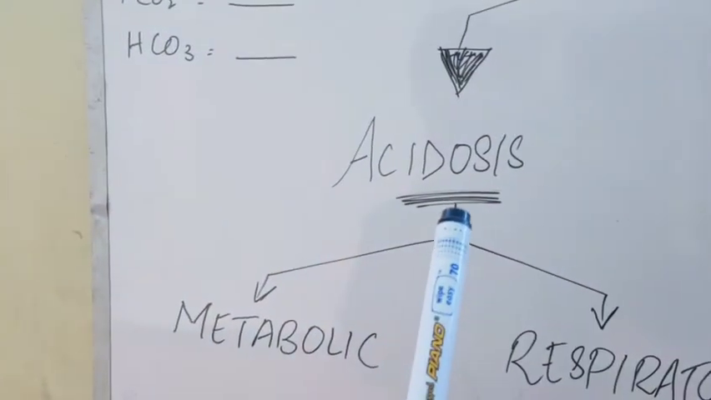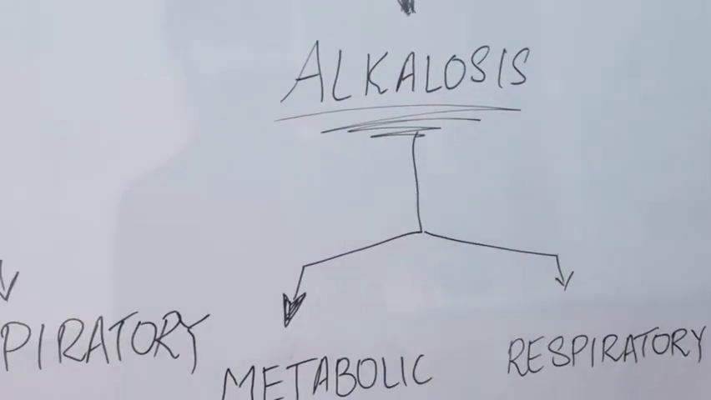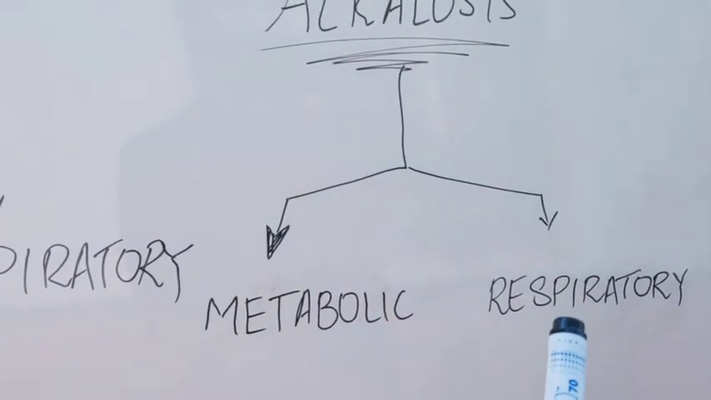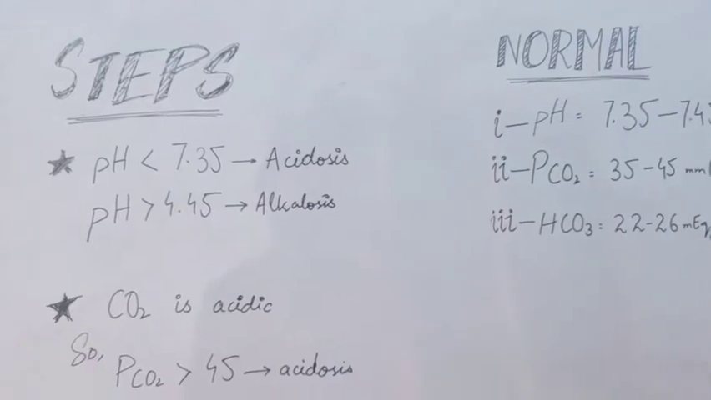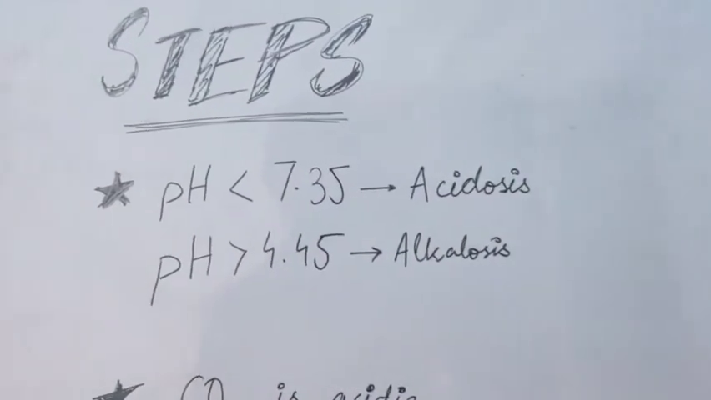Then we have to know whether the acidosis is metabolic or respiratory. Similarly, when it comes to alkalosis, we must know whether it is metabolic alkalosis or respiratory alkalosis. So now we are going to study how to interpret a given scenario about acid-base disorders.